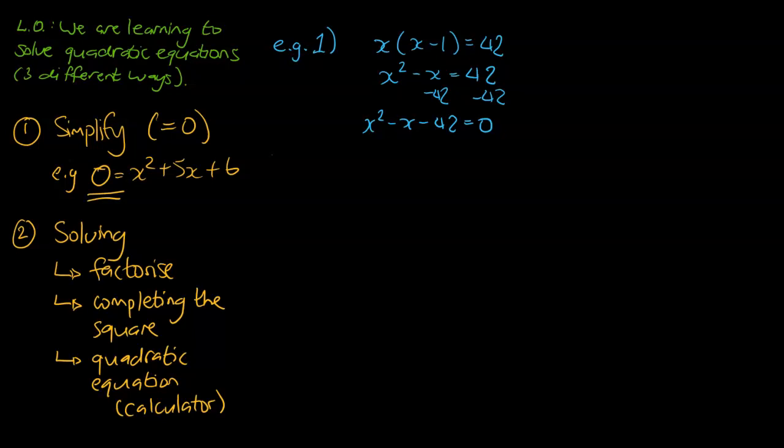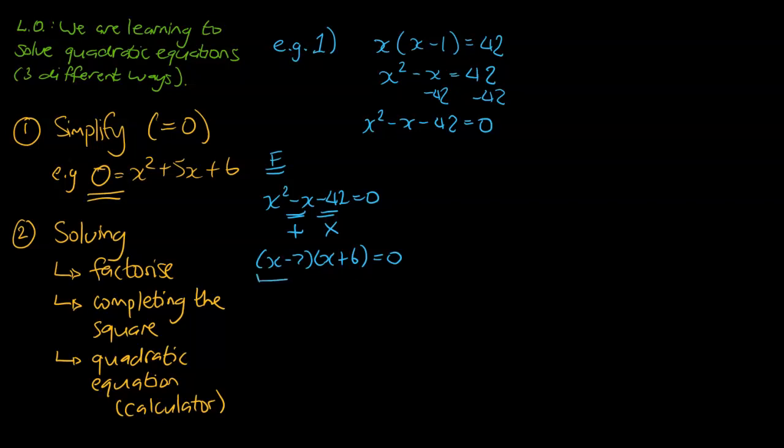We're now going to solve it using each of the three methods. So let's start off with the factorizing method. So our initial equation, x squared minus x minus 42 equals 0. We're thinking, well, what numbers are going to add to negative 1 and multiply to negative 42? Hopefully you're thinking 6 and 7. So it's going to be x minus 7, x plus 6. Because they add to negative 1, they also multiply to negative 42.